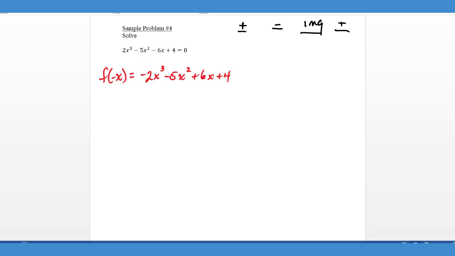I'm just going to use the original problem for my positive roots. So you can see here I have one change and then I have a second change. So that's 2 possible positive roots or 0 possible positive roots. On my negative, I have 1 change, so I have exactly 1 negative root.